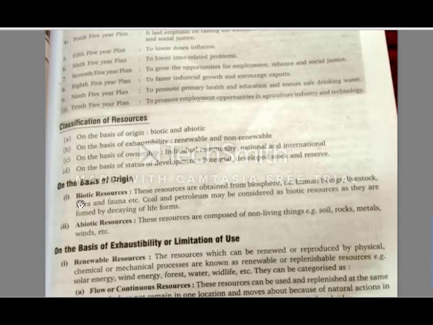First we are going to talk on the basis of origin, this first point: biotic and abiotic. These resources are obtained from the biosphere: human beings, livestock, flora and fauna, etc. Coal and petroleum may be considered as biotic resources as they are formed by decaying of life forms.